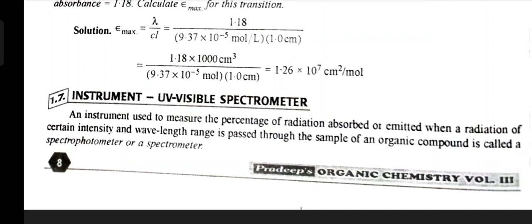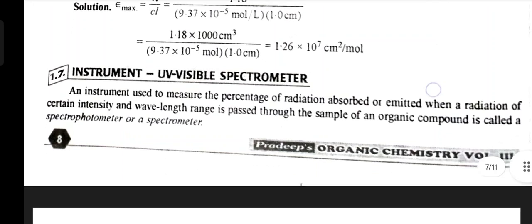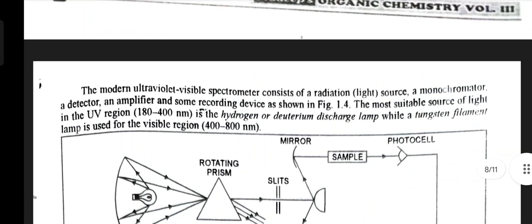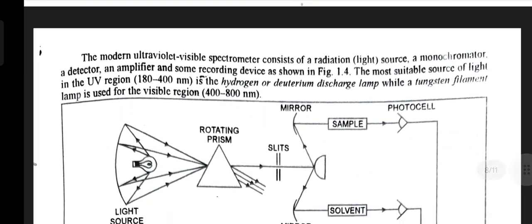Instrument: usually a UV visible spectrometer. An instrument used to measure the percentage of the radiation absorbed or emitted when radiation of certain intensity and wavelength range is passed through a sample of an organic compound is called a spectrophotometer or spectrometer. The modern ultraviolet visible spectrometer consists of a radiation source, a monochromator, a detector or an amplifier, and some recording device, as shown in figure 1.4.